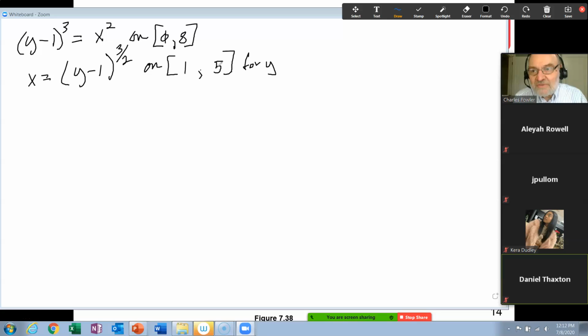All right. So with that in mind, we need to do what? Take x prime. This represents dx/dy now, because y is now your independent variable, x is the dependent variable. And what would that be?